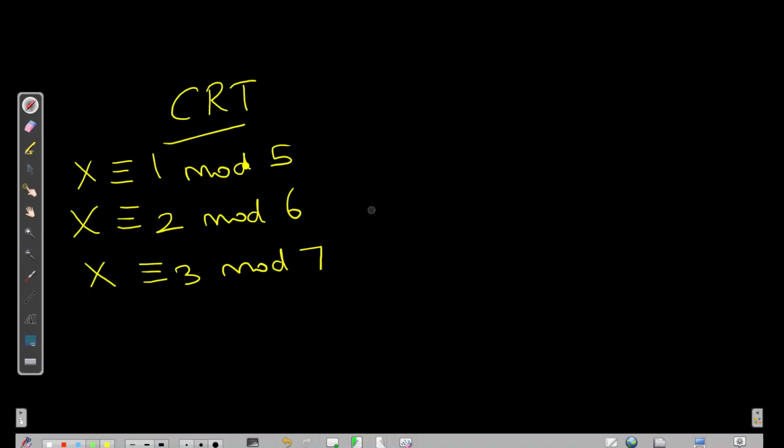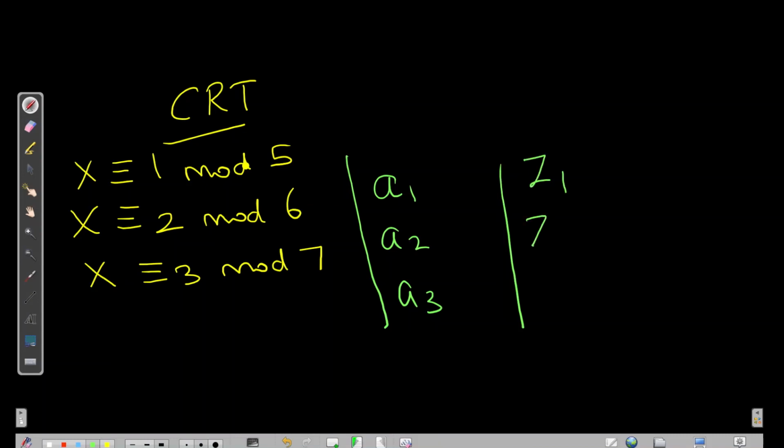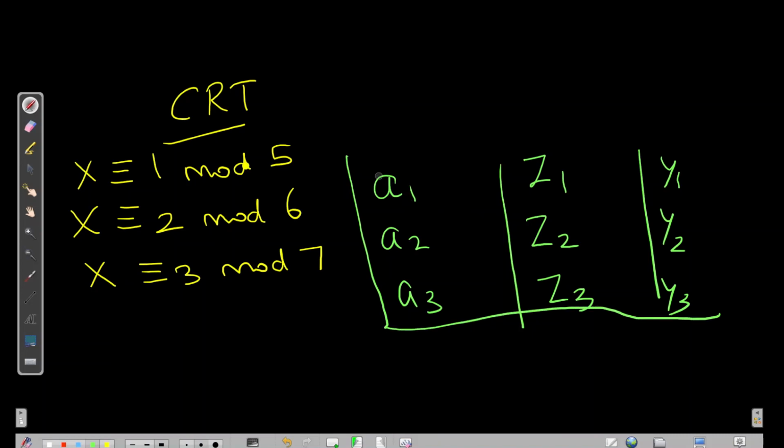For this, first we are going to develop a tabular column. I'm going to frame a tabular column by writing the values of a1, a2, a3, the values of z1, z2, z3, and the values of capital y1, y2, y3. You may have different terminologies, but for all your problems, please follow a common terminology to avoid confusion. And we are going to write capital M first. Now, first let us find what capital M is.